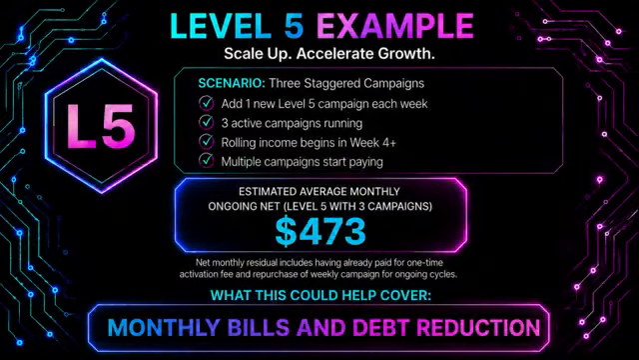Now let's look at a level 5 example. This scenario also uses 3 staggered campaigns, with one new level 5 campaign added each week. Once the cycle is active, the member has 3 campaigns running, and multiple campaigns can begin paying in a rolling pattern. The estimated average monthly ongoing net is 473 USDT. Again, this example assumes the one-time activation fee and weekly campaign repurchase have already been accounted for in the ongoing cycle. At this level, the income starts to become more meaningful and can help significantly with monthly bills.